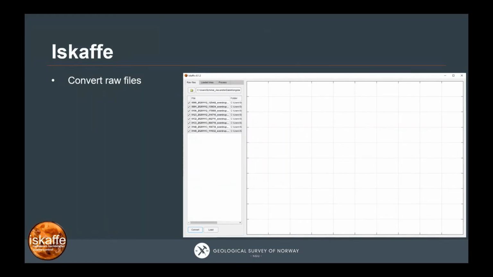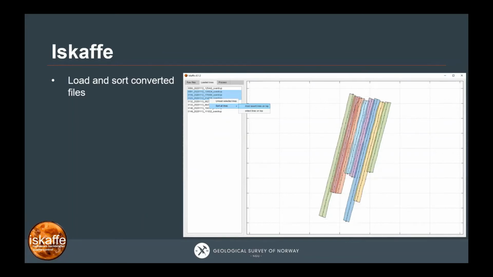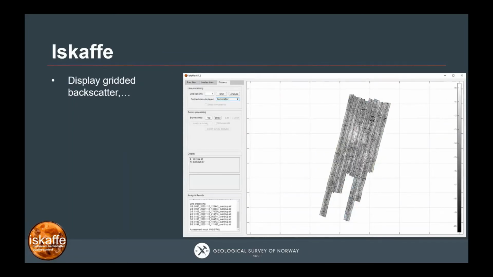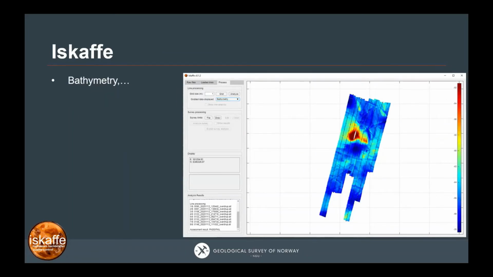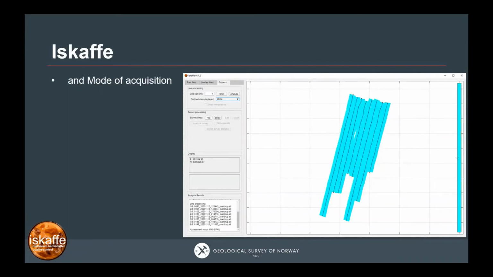Showing a little bit of what this cafe does at this stage: it converts your raw files. We can load them and display the Backscatter data, bathymetry, slope, and mode of acquisition. And before anyone thinks of it, this won't replace FMGT. The quality of this in terms of the modeling is not up to par with the commercial software. This is meant to explore the quality of the Backscatter data. It's not going to save you the money on your modeling software.